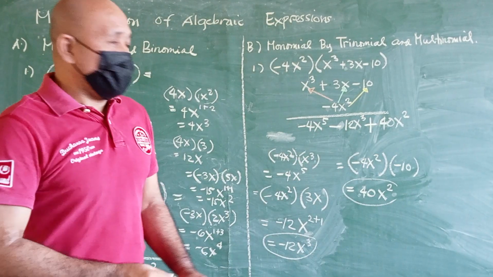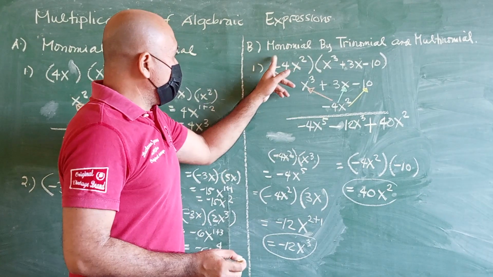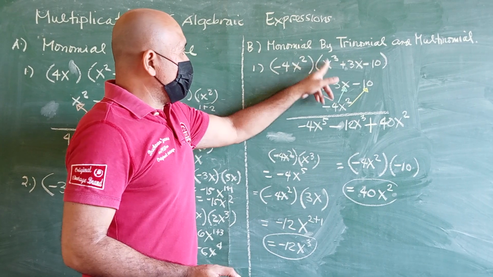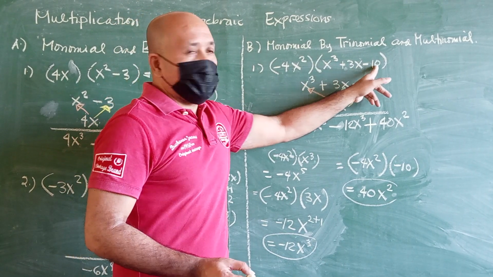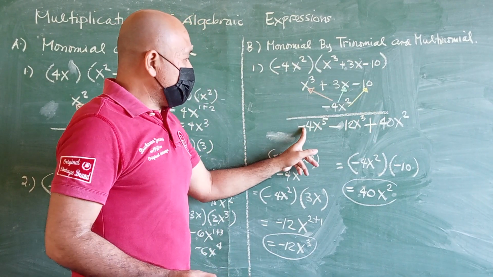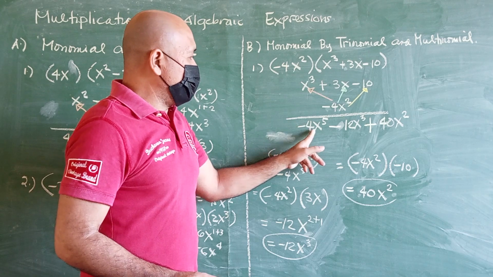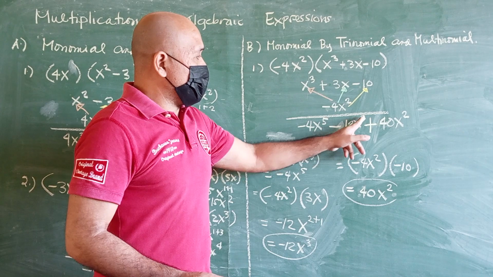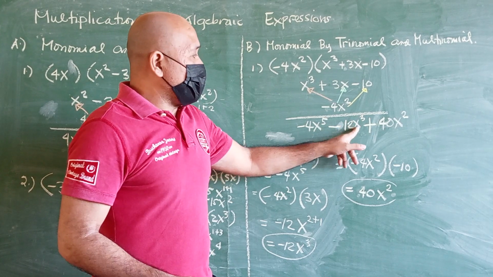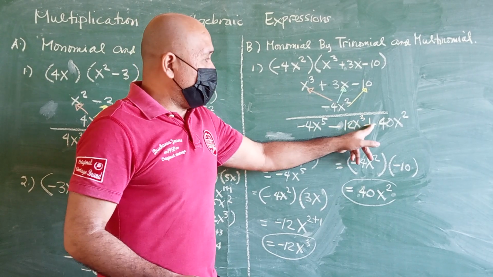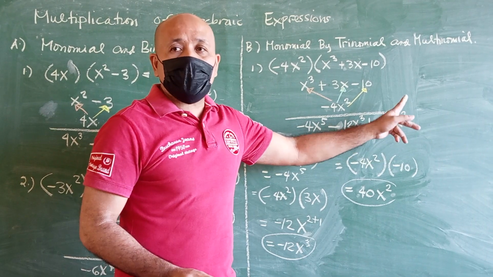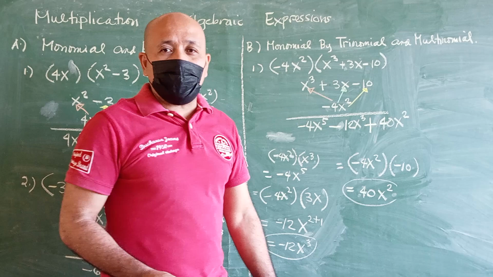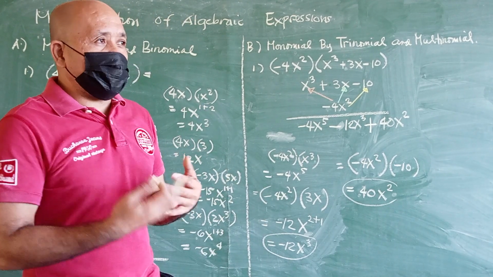So therefore, when you multiply the quantity of negative 4x squared times the quantity of x cubed plus 3x minus 10, the product is negative 4x raised to the power of 5 minus 12x cubed, or 12x raised to the power of 3, and plus 40x squared, or 40x raised to the power of 2. So as simple as that.